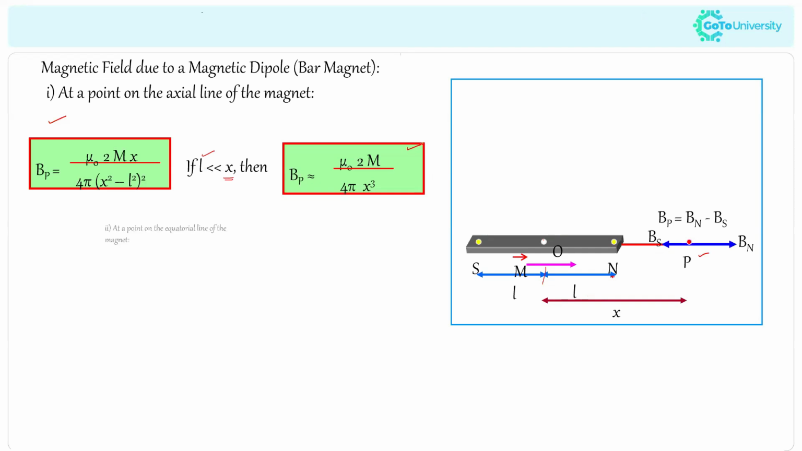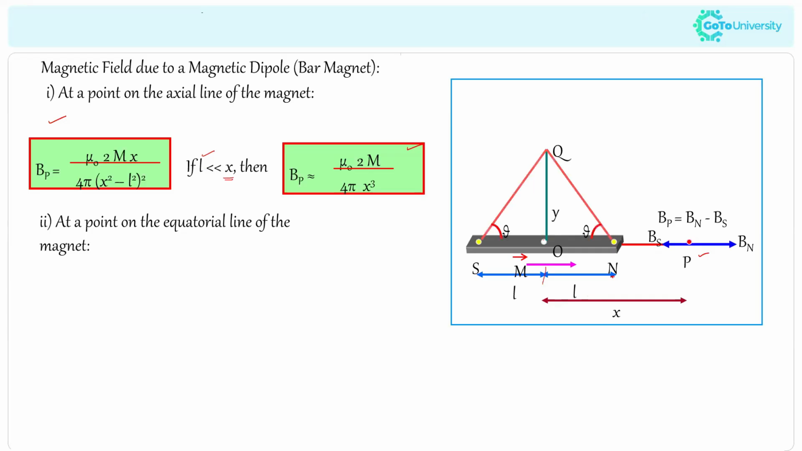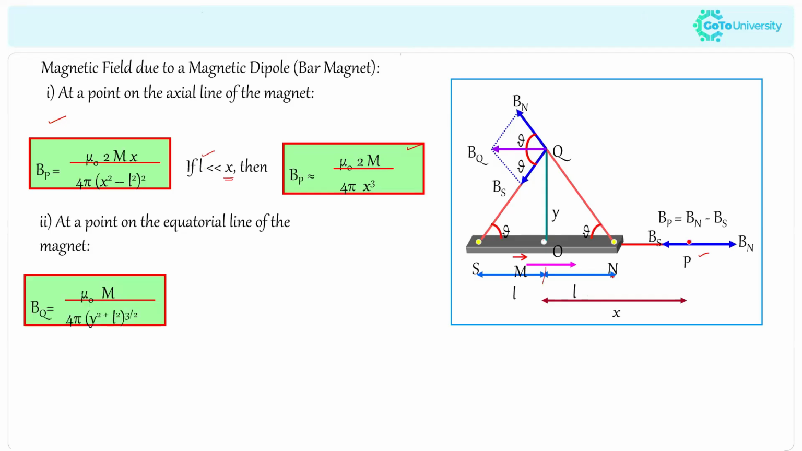Okay. The next one is about a point on an equatorial line of a magnet. If the point is on an equatorial line, the formula will change. Here we will have the formula mu naught m divided by 4 pi, (y squared plus L squared) whole power 3 over 2. And similarly, if the value of L is very small compared to the point where we are calculating, it will have the formula mu naught m divided by 4 pi y cubed.